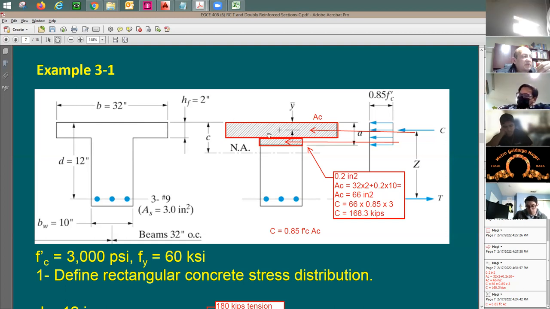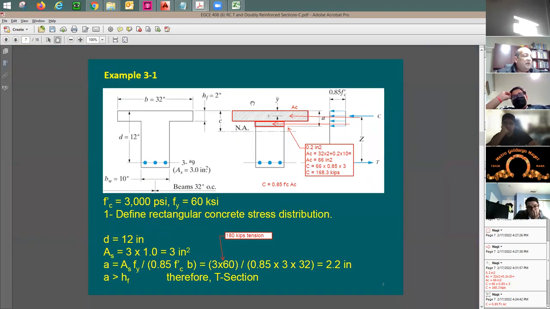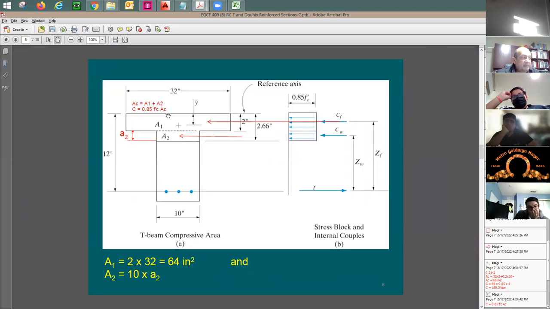Once the neutral axis goes through the web, I'm going to say now it is a T section, and my assumption was wrong. But if the neutral axis, or compression block, happens within the flange, you're done. This is a rectangular section. So, now let's continue with the example.